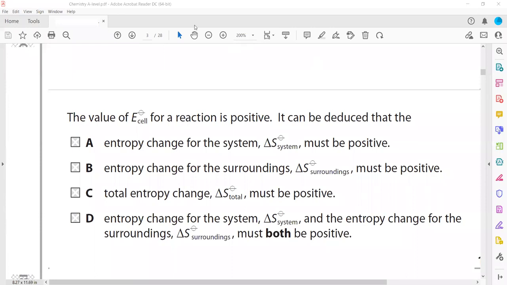In this question, the electrode potential of a cell is positive. It can be deduced. So what we can deduce about this, we know the electrode potential of a cell is directly proportional to total entropy, and it is directly proportional to ln k. So the value is positive. It can be deduced. The entropy of a system must be positive.